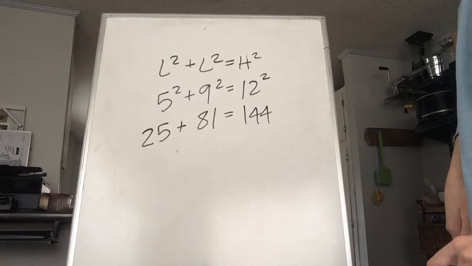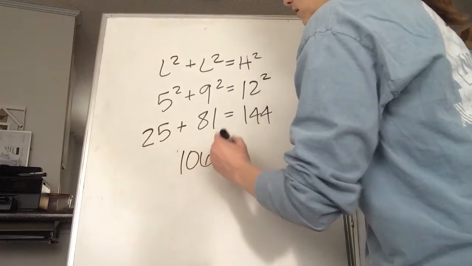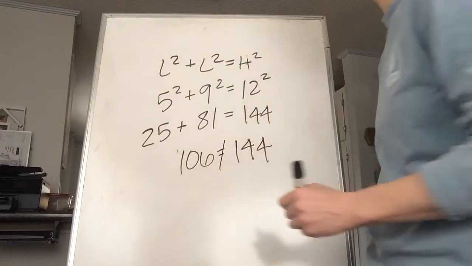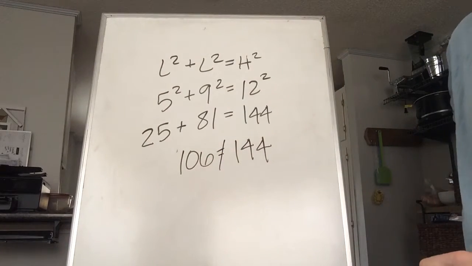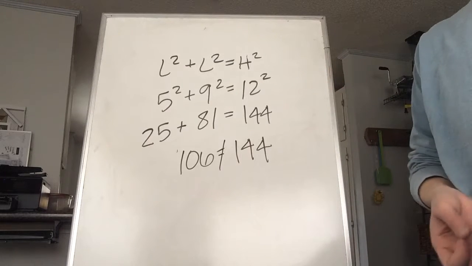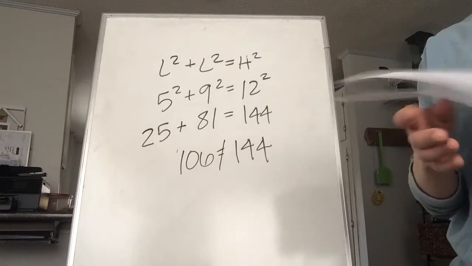And 25 plus 81 is 106. So 106 does not equal 144. So this does not work out in the Pythagorean theorem, which would mean this is not a right triangle. So the answer would be B, is not a right triangle.